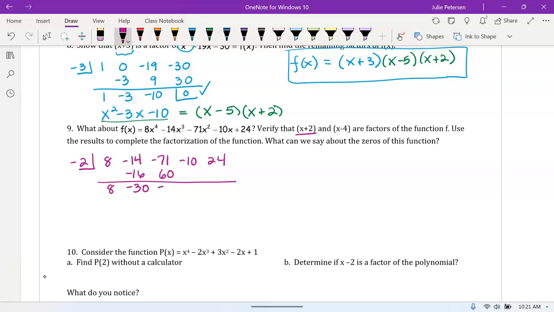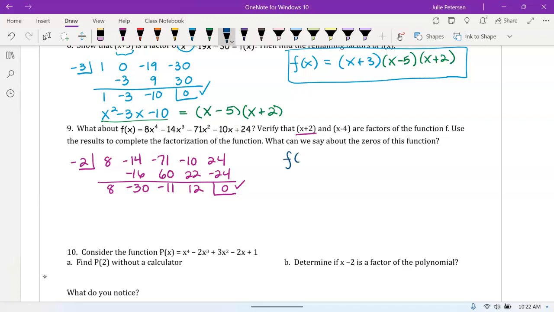Then we're going to add these two, -11. -2 times -11 is +22. We're going to add -10 and 22, we get 12. And then -2 times 12 is -24. Now, if we are told to verify that something is a factor, then we should expect to see 0 as our remainder. And if you get something else, you might want to go back and check your work.